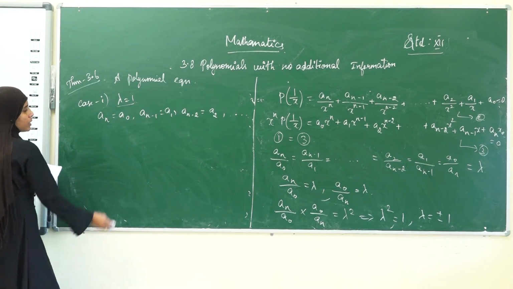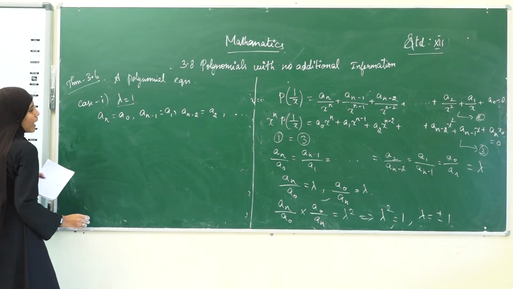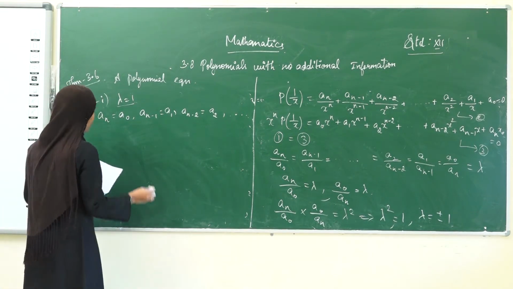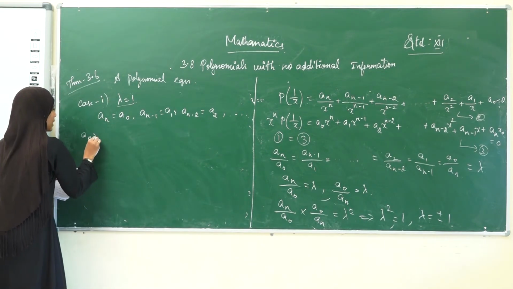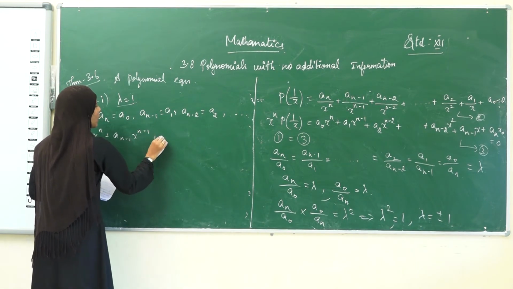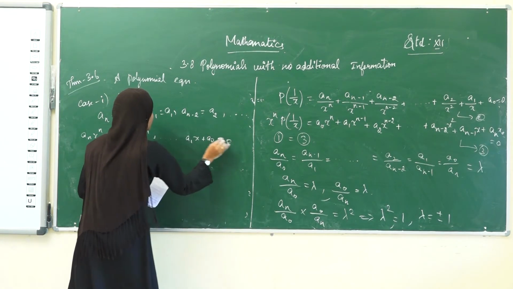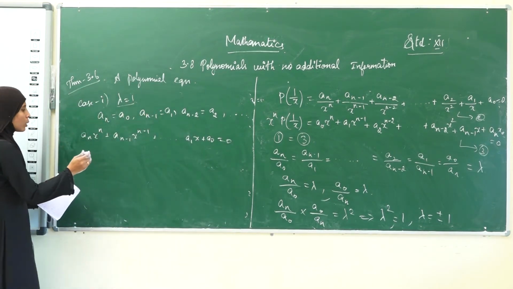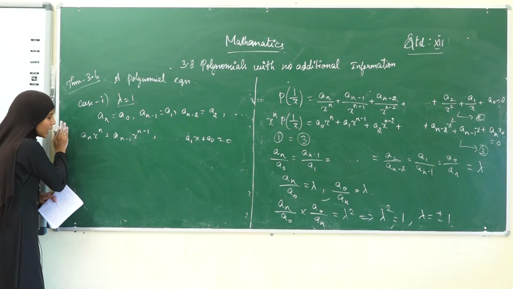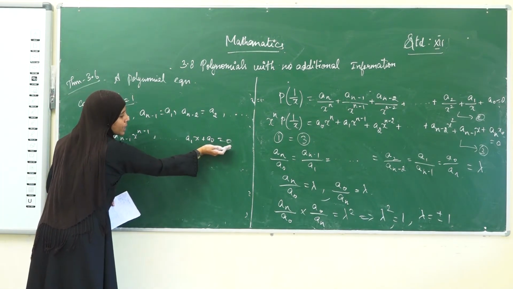Since lambda's value is 1, this can be said as the value of the coefficient. Okay, what's the given equation? a n x power n plus a n minus 1 x power n minus 1 up to etc. a1 x plus a naught equal to 0. See here, the value of the coefficients of the terms from the starting term is equal to the value of the coefficients of this equation in the ending term.